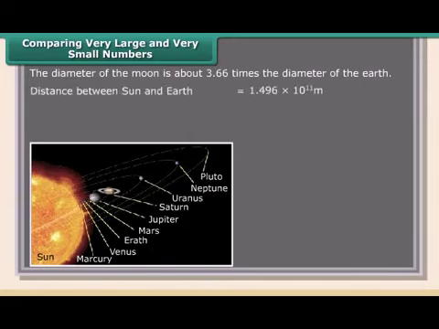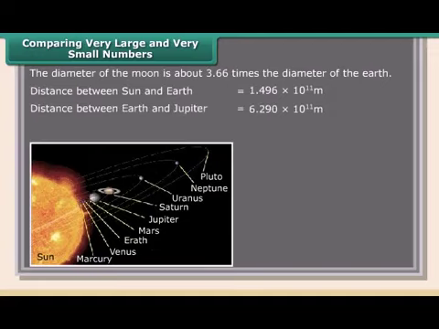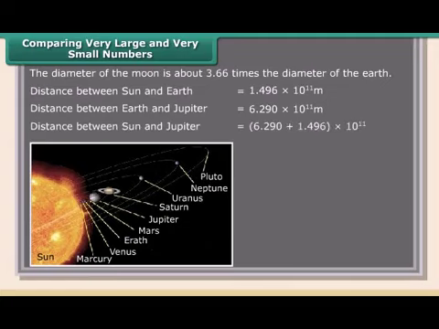Distance between Sun and Earth is 1.496 into 10^11. Distance between Earth and Jupiter is equal to 6.290 into 10^11 m. Distance between Sun and Jupiter is equal to 6.290 plus 1.496 into 10^11, which equals 7.786 into 10^11 m.